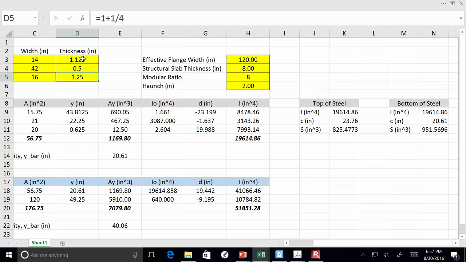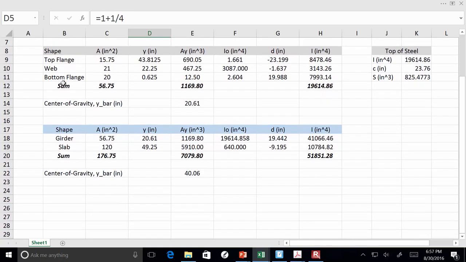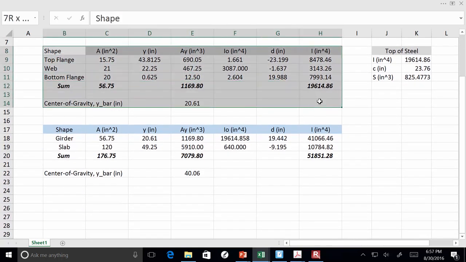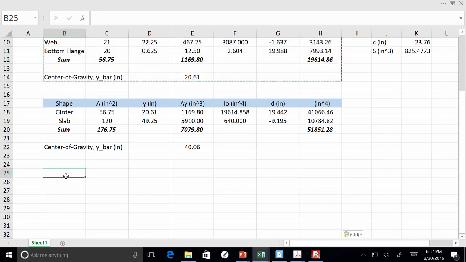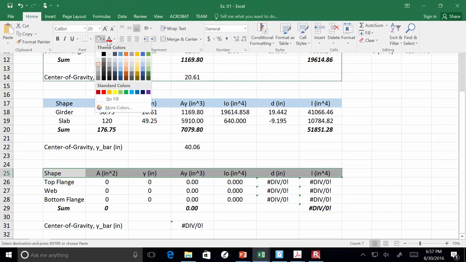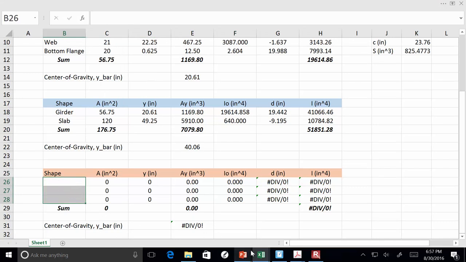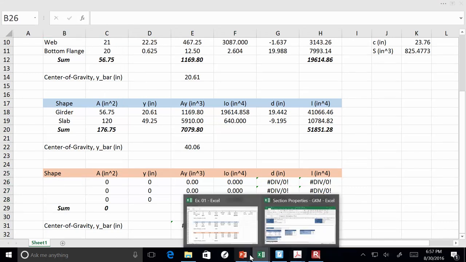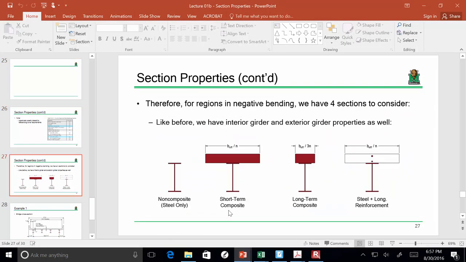All right. So I went in and I replaced these dimensions with the dimensions for that negative bending region because I want to add in one more section, and I want to look at this steel plus longitudinal reinforcement. I'm just copying this down so that I don't have to reformat all this junk. I'm lazy. So, okay. Let's go back to this PowerPoint.